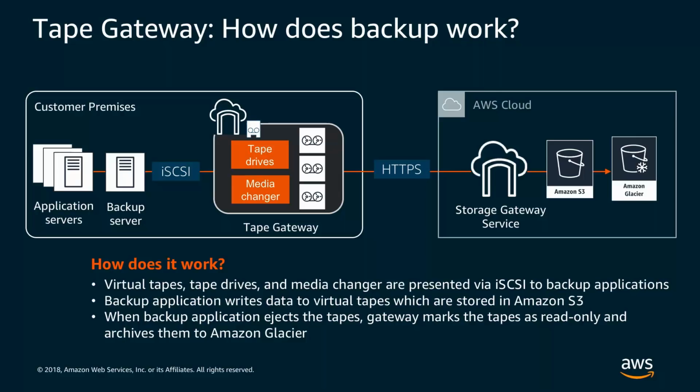Now, when you're writing backups to the tapes, the data is stored in the virtual tape library, which is in Amazon S3. And when you decide that you've completed your backup and no longer want to write to a tape, you can eject or export the tape from backup software. This operation will cause the Tape Gateway to place that tape in read-only mode and subsequently archive it to Glacier. The gateway will move the tape from virtual tape library in S3 to virtual tape shelf in Glacier.